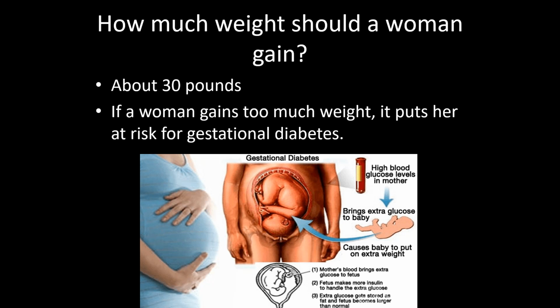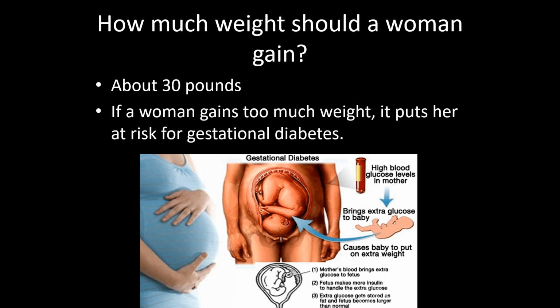So it's important to not gain more than that. A lot of women have this saying while they're pregnant, they're eating for 2. You're not really eating for 2. You're eating for like 1 1/8. You are allowed additional calories so you don't lose weight, but you shouldn't go overboard, because if you do, you're putting your health and your baby's health at risk.